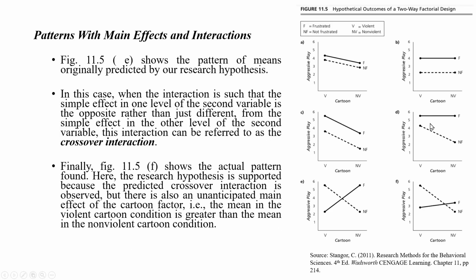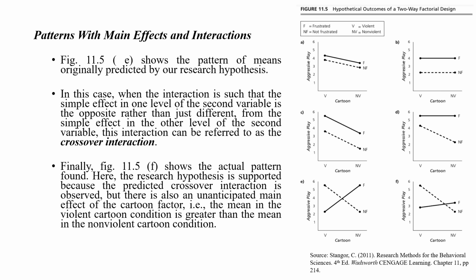Okay. Now, patterns with main effects and interaction. We are going to talk about these two figures, E and F. In E, you see the pattern that was originally predicted by our research hypothesis. In this case, there is a crossover interaction. The simple effect at one level of the second variable is not just different, but opposite from the simple effect at the other level. So, the effect of watching violent cartoons is opposite depending on the prior state, frustration or no frustration. This is termed a crossover interaction.